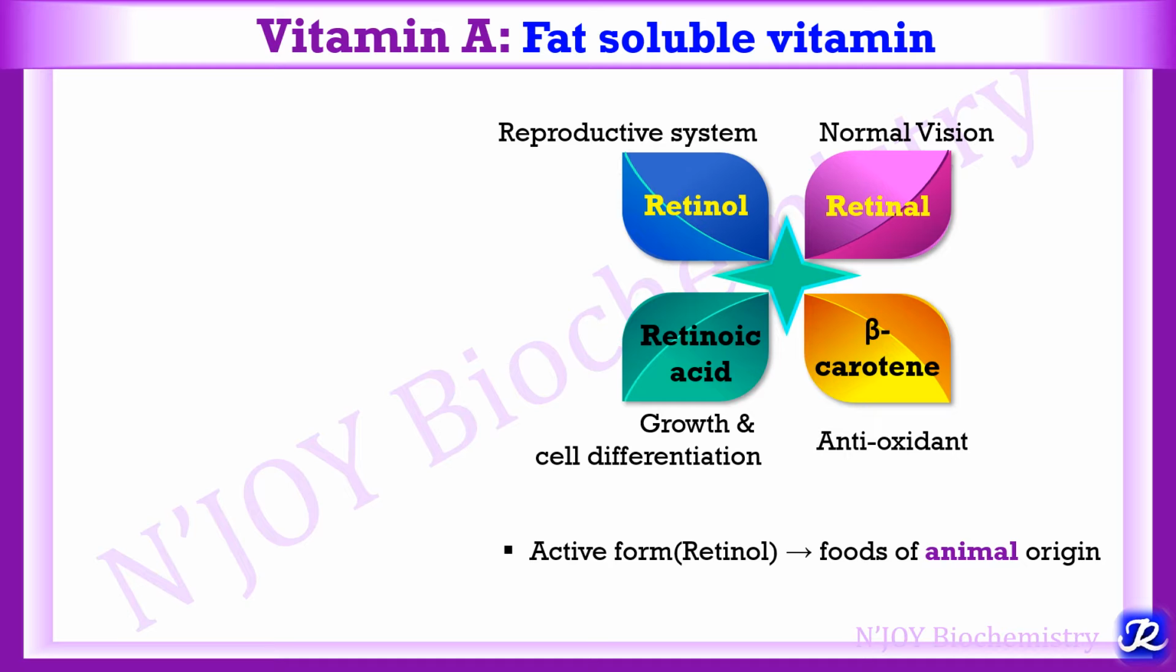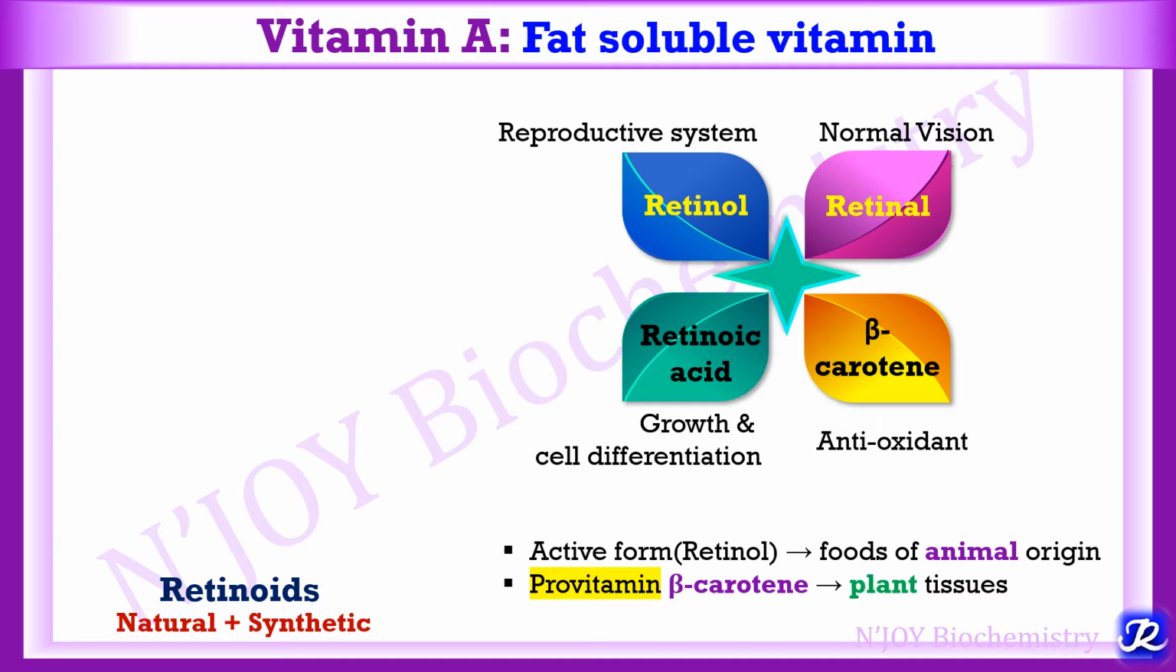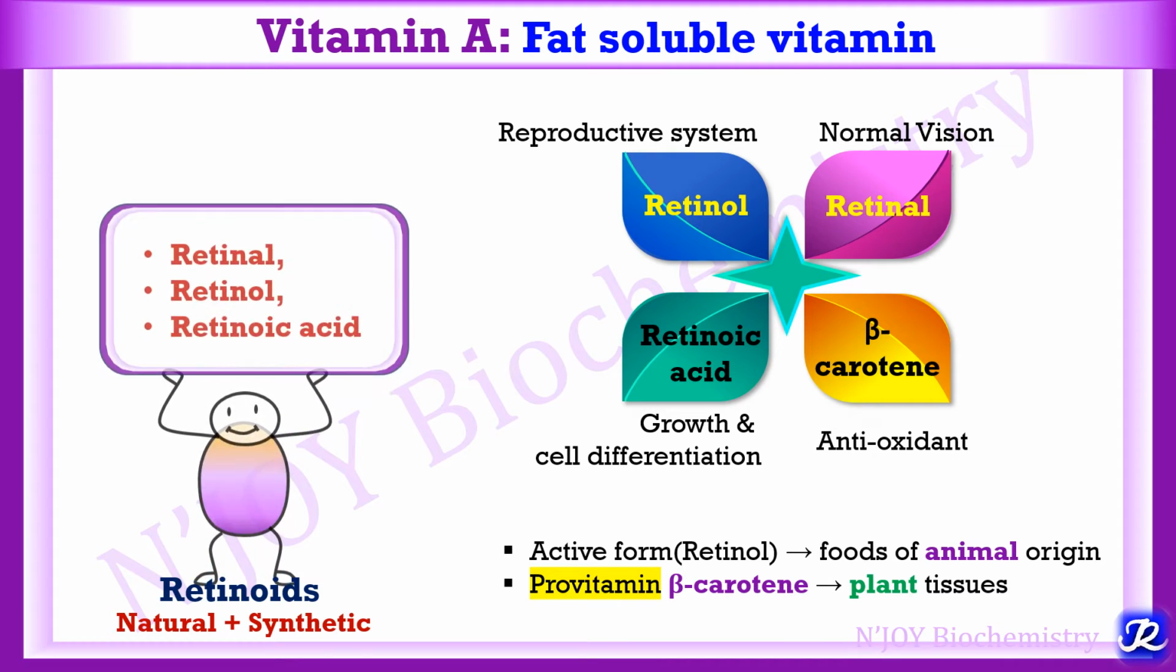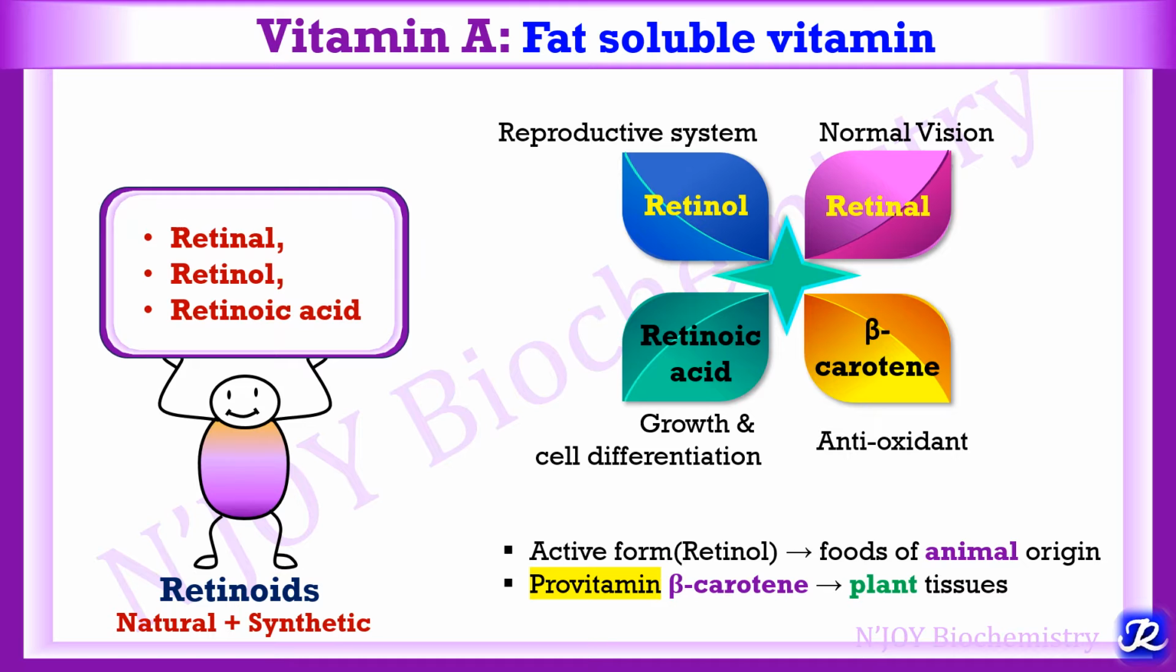Retinol is an active form. It is present in foods of animal origin, while beta carotene, which is a provitamin, is present in plant tissues. The retinoids include both natural and synthetic forms of vitamin A, and the retinoids include retinol and retinoic acid. And these three forms, retinol, retinal and retinoic acid, are also called vitamers of vitamin A.